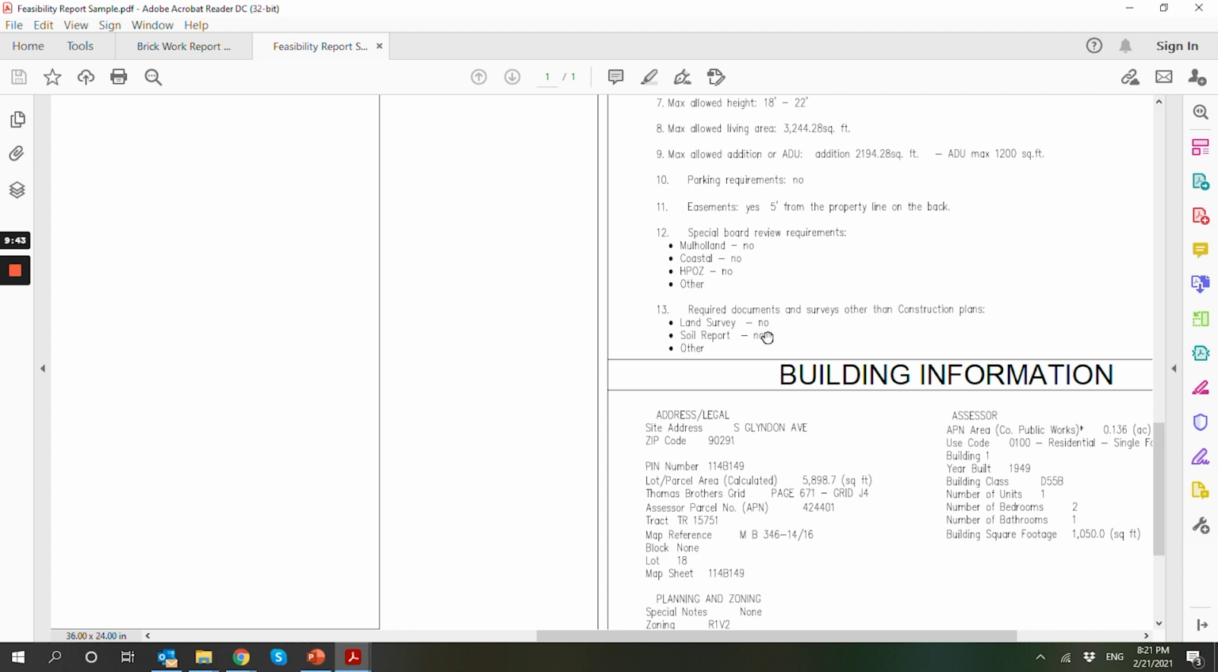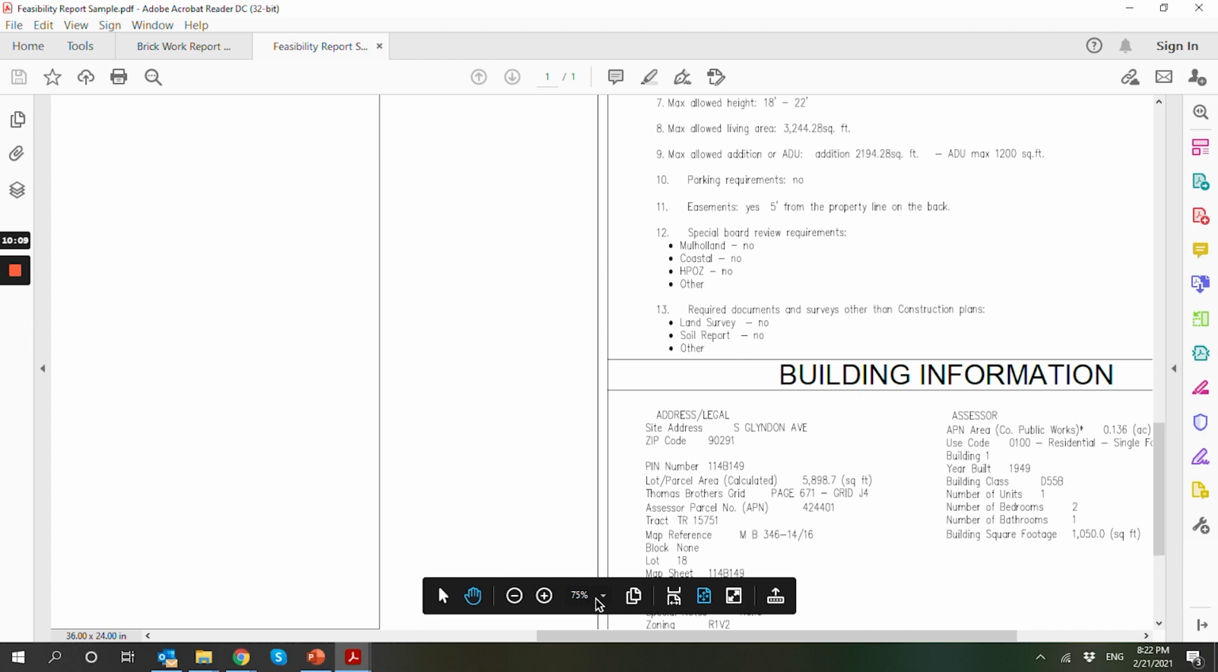We're usually asking the basic questions if there's any need of a land survey. There's none on this one. Soil report, none on this one, or any other. Okay, you want to know those because, again, those can add to your cost. Those can add to your time frames. You want to know those on the get-go. You don't want to be surprised later on knowing that you need to have those, and then it's more cost and more time frames added because you were not prepared for that.